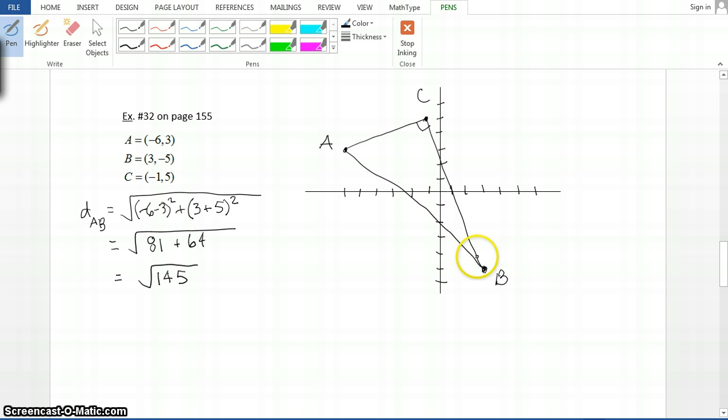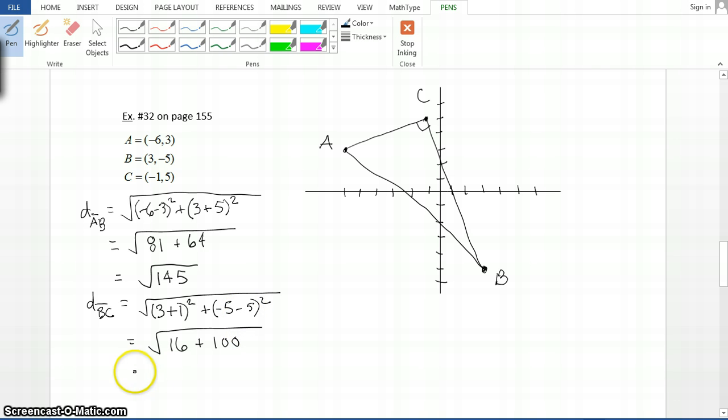Let's try from B to C. Let's look at the distance of that line segment. Alright, from B to C, let's subtract those x's. 3 minus a negative 1, 3 plus 1 squared. And the difference in the y's, negative 5 minus 5, that quantity squared. Alright, 3 plus 1 is 4, squared is 16, and that's 100, negative 10 squared. Right, so I get the square root of 116.